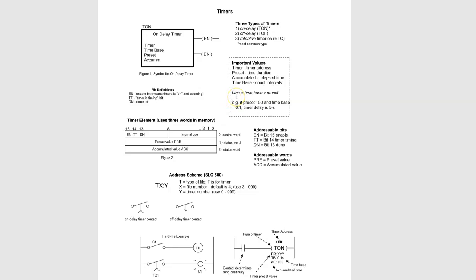So the time of the timer, when it will time out or when it will time on, depending on the type of timer you have, will equal the time base times the preset. So in this example here, if you set the preset to 50, the time base is 0.1. 50 times 0.1 is 5 seconds. So this thing will time out or time on in 5 seconds.